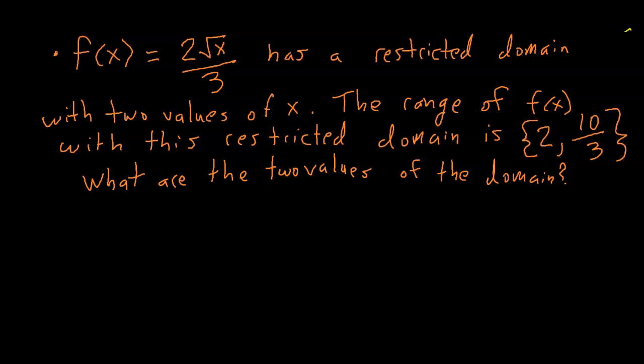So for this problem, there are only two values of x that we're going to be allowed to plug into f of x. Let's read on. The range of f of x with this restricted domain is 2, comma, 10 over 3. What are the two values of the domain? Okay, guys, let's take this a step at a time. Let's remember what this means first, right? What is a range again? The range is the set of possible outputs of the function, right? So that means this function has two different outputs over this restricted domain. It has an output of 2 and it has an output of 10 over 3, right?